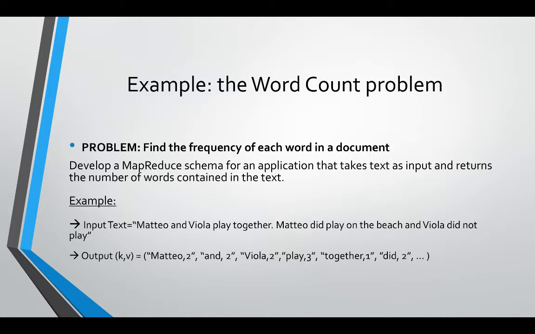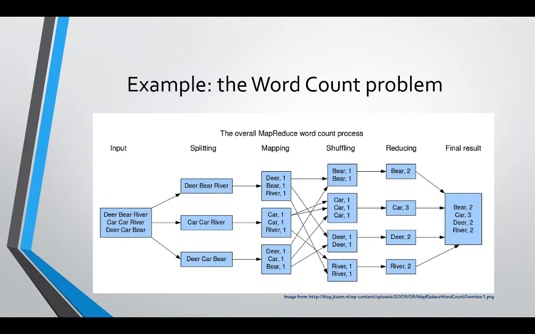How can we implement this in the Hadoop paradigm? It's very simple. You can see here that the overall MapReduce word count process is defined with the same phases that we have seen before. So if this is the input document here, we first split the input text by carriage return into multiple texts. We call these input splits. And then we send them to data nodes for the mapping operations.